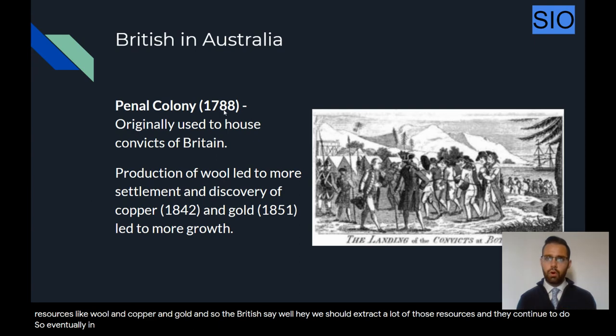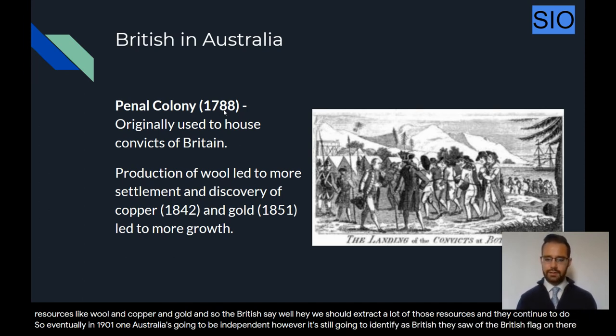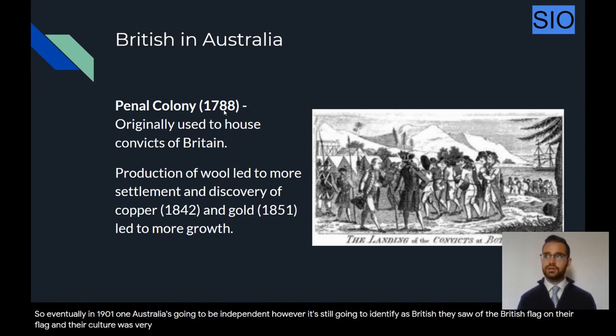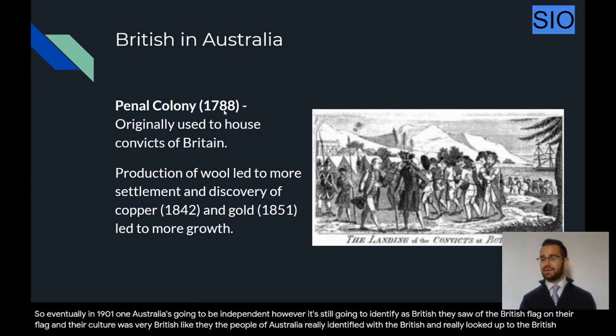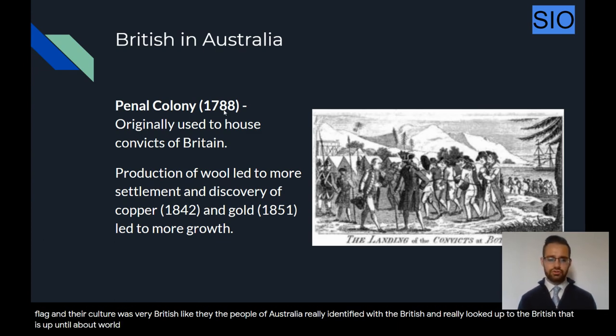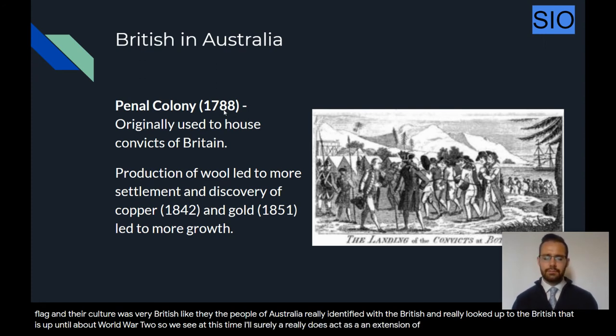Eventually, in 1901, Australia is going to be independent. However, it's still going to identify as British. They still have the British flag on their flag, and their culture was very British-like. The people of Australia really identified with the British and really looked up to the British. That is up until about World War II.